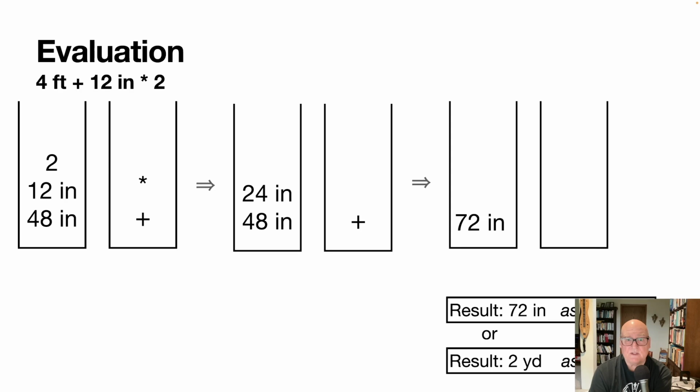Then we still have something on the operator stack, that's a plus. Pop off 24 inches, pop off 48 inches, add them, you get 72 inches, and push that value on the stack. Now the operators are empty, and there should only be one value on the stack, and it's the result. If we were displaying as inches, we'd show 72 inches, and if it was in yards, 2 yards, because there are 36 inches to the yard. And what we have now is just the value. We don't have a stack, we just have the operand value, basically.